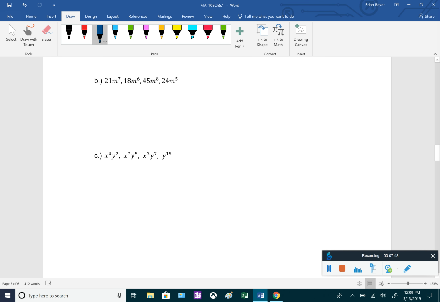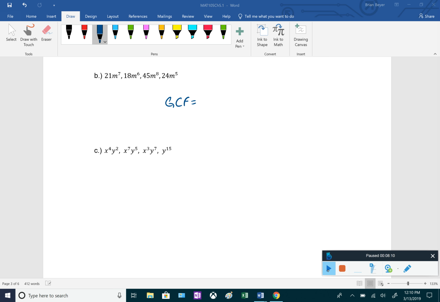So let's make it a little harder and do it with numbers also in it. So we have 21m to the 7th, 18m to the 6th, 45m to the 8th, and 24m to the 5th. So finding the GCF, do it to the numbers first. The GCF of 21, 18, 45, and 24. So take a second and maybe write it down how we did it in the other ones. It looks like the GCF of the numbers is going to be 3. And then the GCF of the variables is going to be m to the smallest exponent, so m to the 5th. So 3m to the 5th is the GCF of those 4 terms.